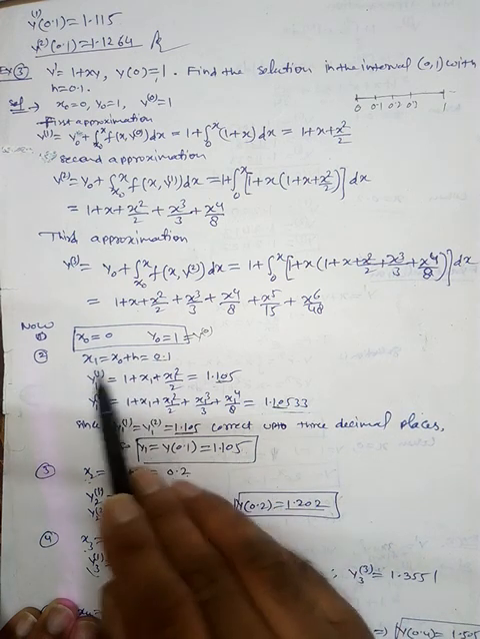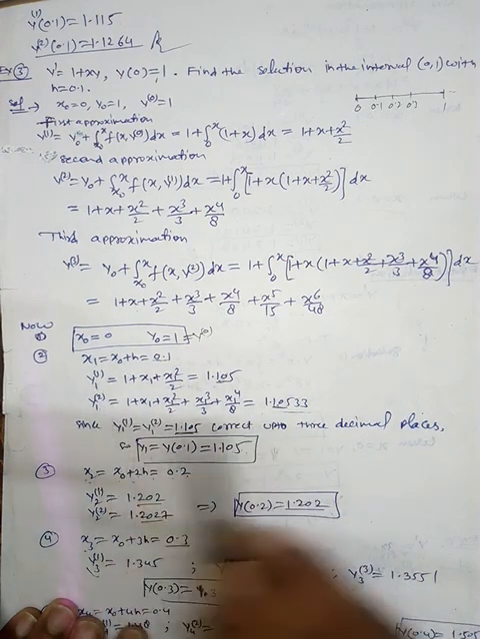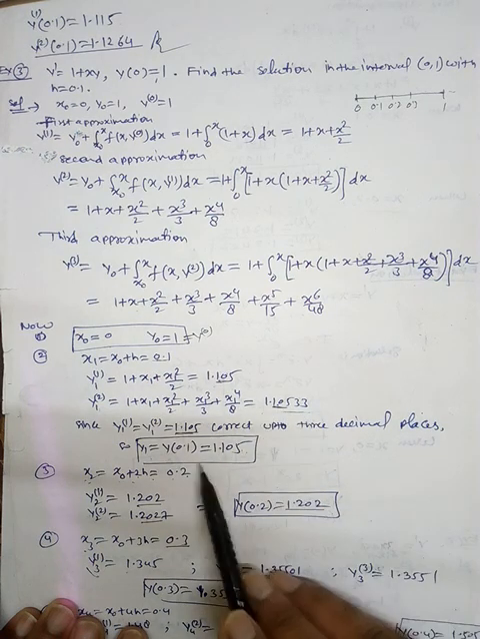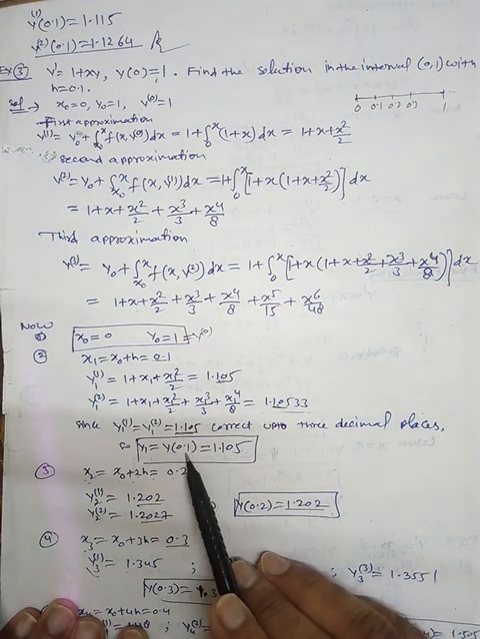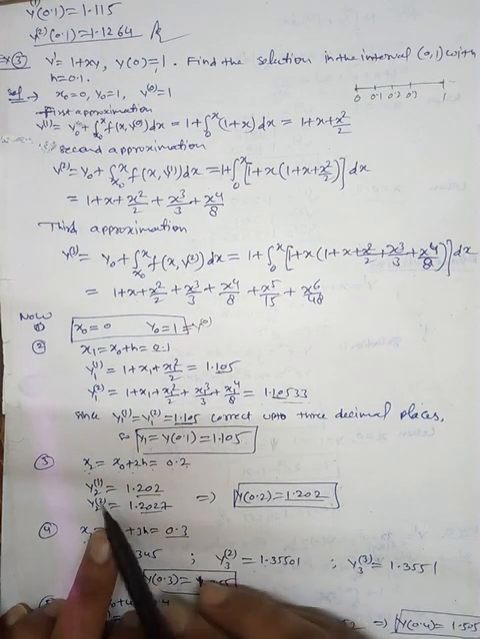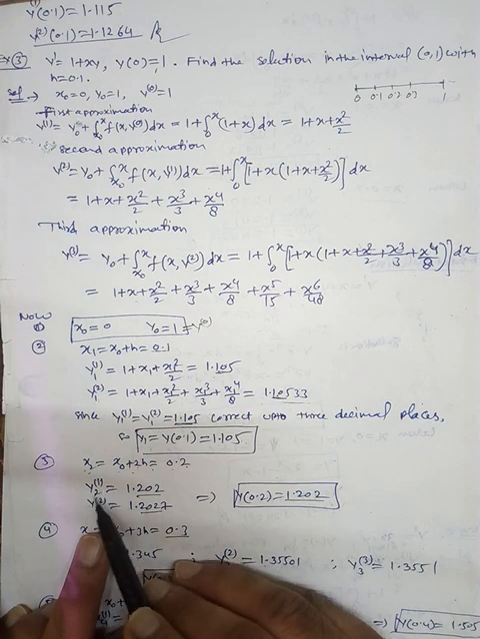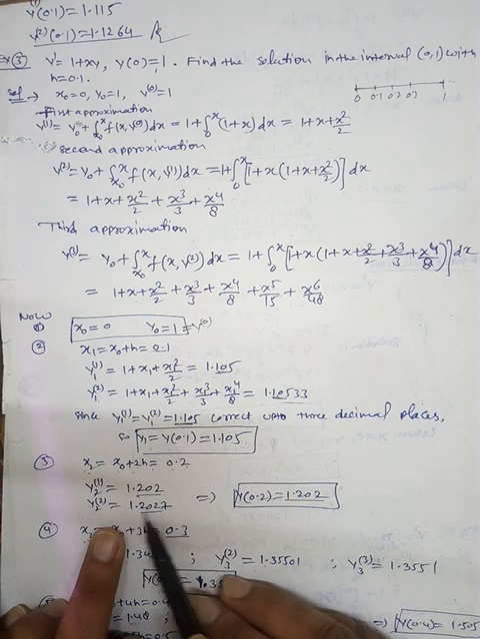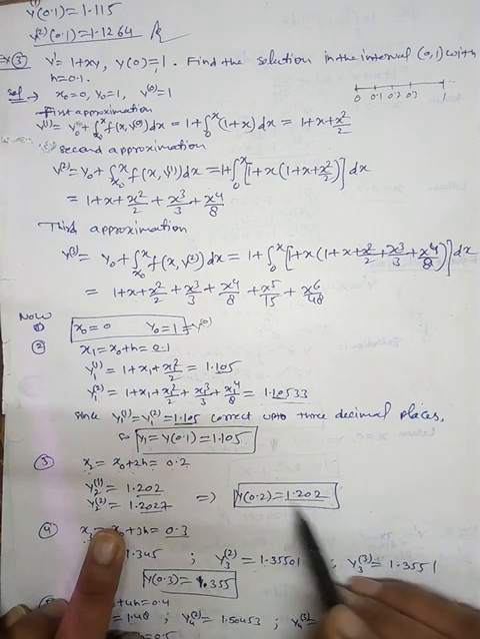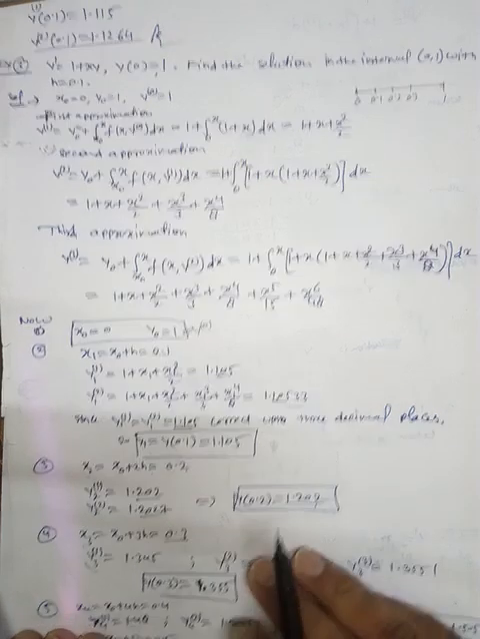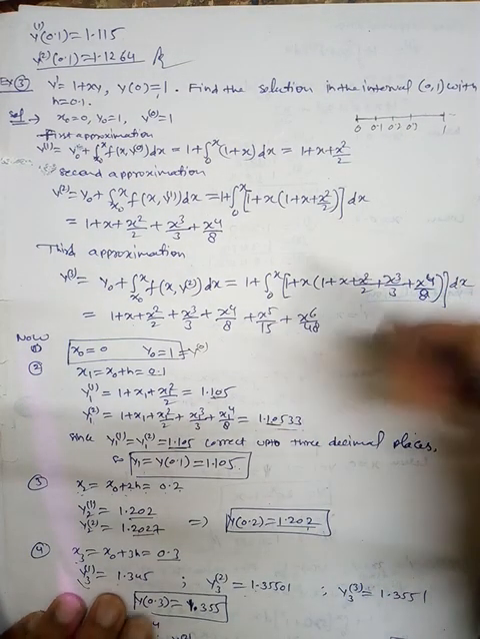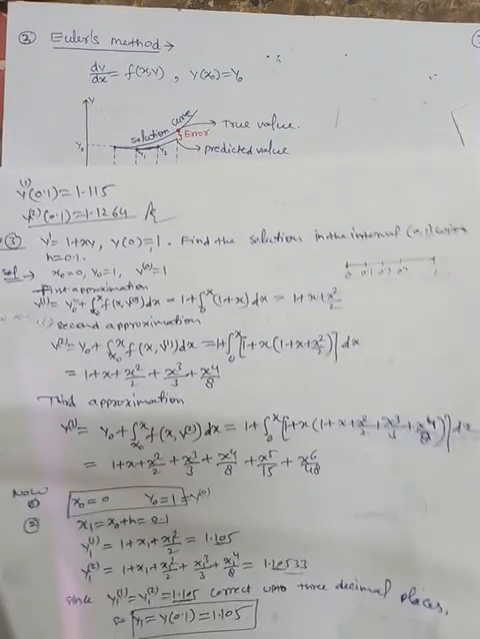So this is the way. First approximation is this, second approximation is this. Both are same up to correct third decimal places, so just take this as the value of y at 0.1. Now we have y at 0.1, so now find out y2. Y2 first approximated value is 1.202. Second approximated value is 1.2027. Both are same, so that is the value, and so on. You have to reach 0.1, 0.2, 0.3, 0.4, 0.5, 0.6, 0.7, 0.8, 0.9, and then 1. So this is the way. You have to evaluate it yourself.